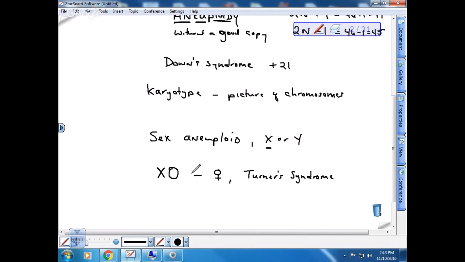right? So just to be clear here, this is lethal. You would never see a baby being born with no X chromosome. That would be lethal, okay?